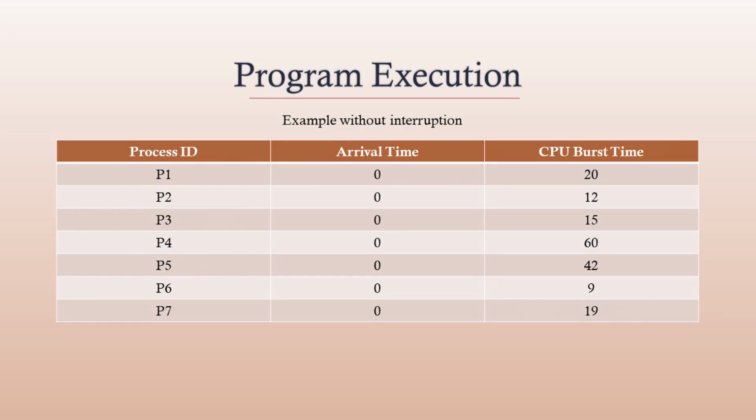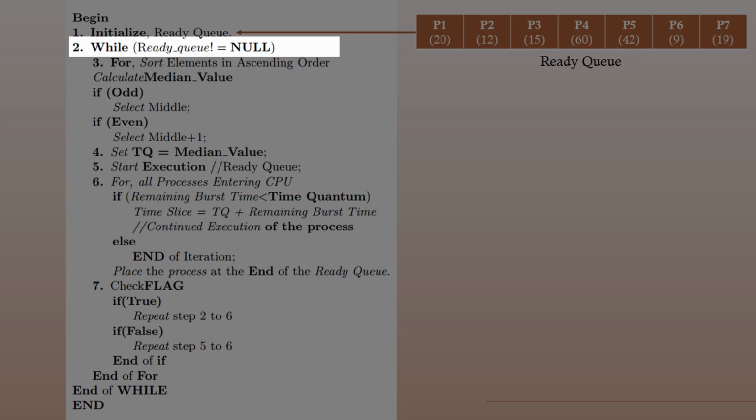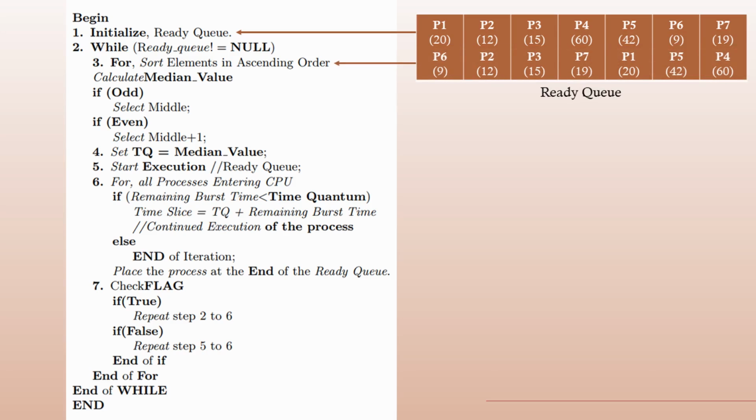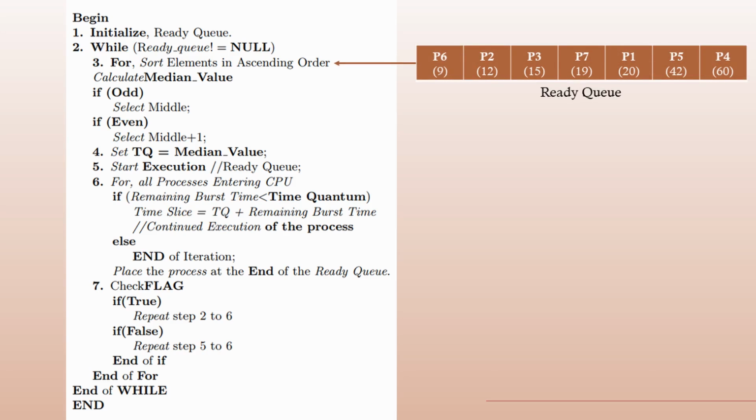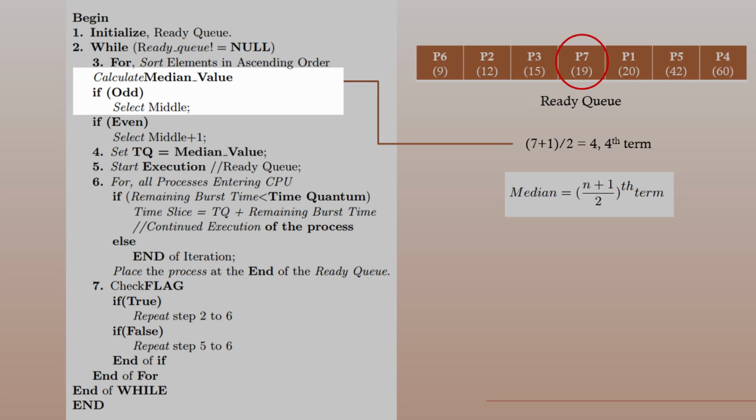At step 1, initialize the ready queue. The processes are placed in the ready queue by the long-term scheduler. At step 2, the algorithm defines a loop for a check whether the ready queue is empty or not. If the ready queue is not empty, perform the following or remaining task. At step 3, sort all the processes in ascending order with respect to their CPU burst time and then calculate the median value. If the number of processes are odd, simply select the middle value. In case the number of processes are even, select middle plus 1 value. Step 4, set the time quantum equal to the median value.